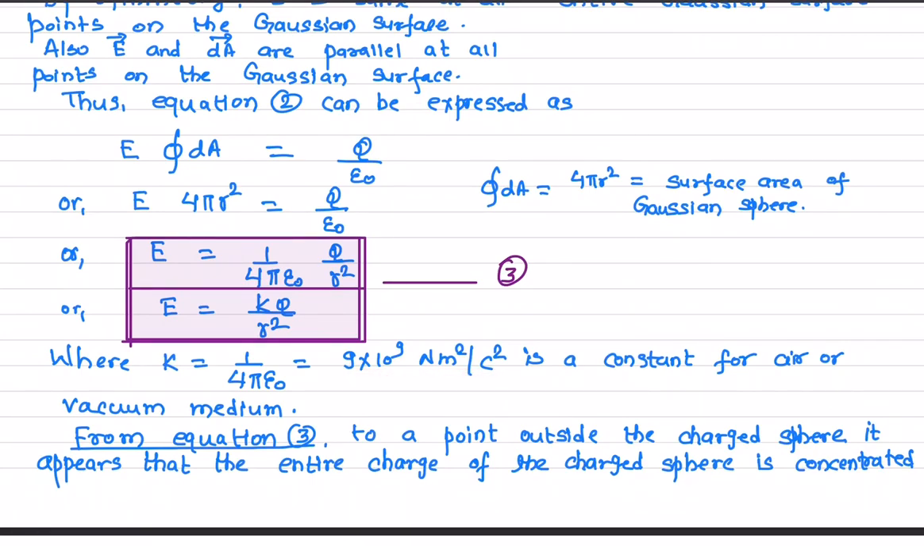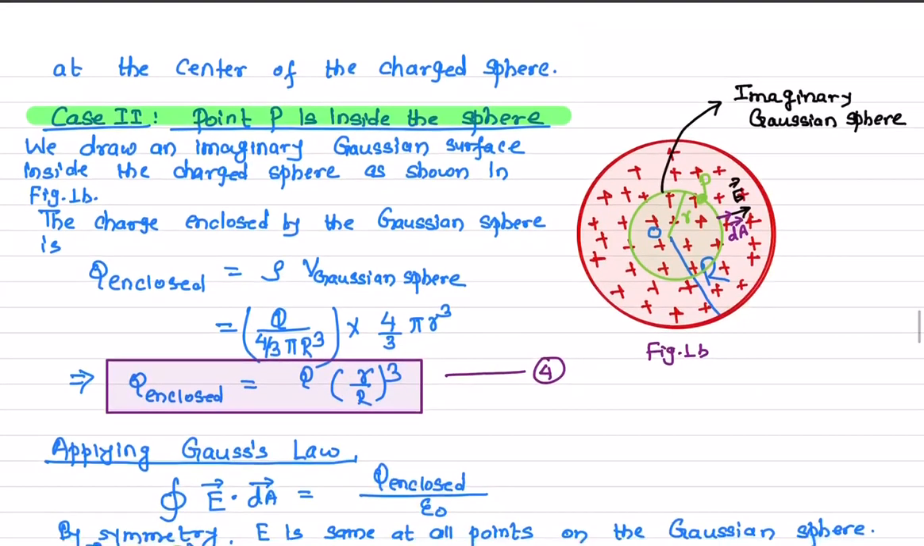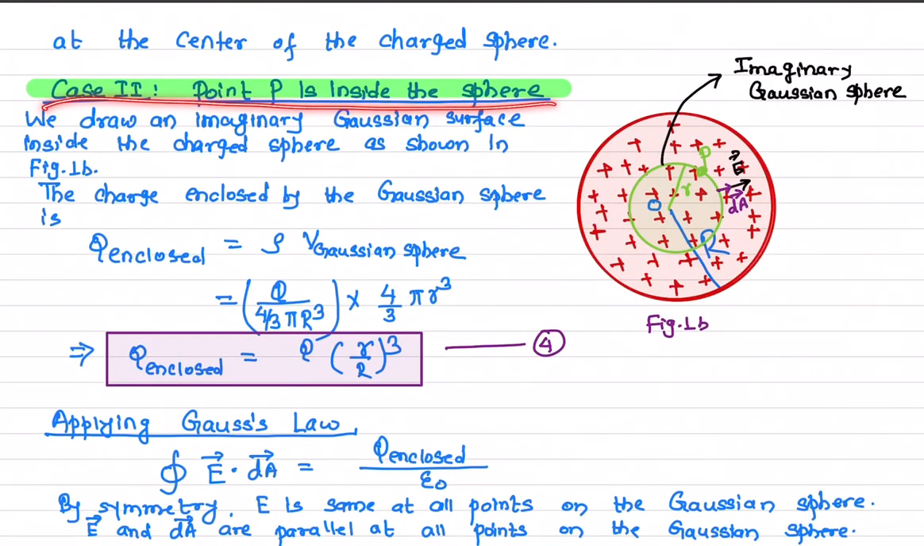The K value here is a constant for air. If you have a different medium, then you have to use the permittivity of that medium. So for a point which lies outside, the entire charge seems to be concentrated at the center, and the electric field is given by this equation. Now we'll talk about the electric field due to the charged sphere when the point P lies inside the sphere.